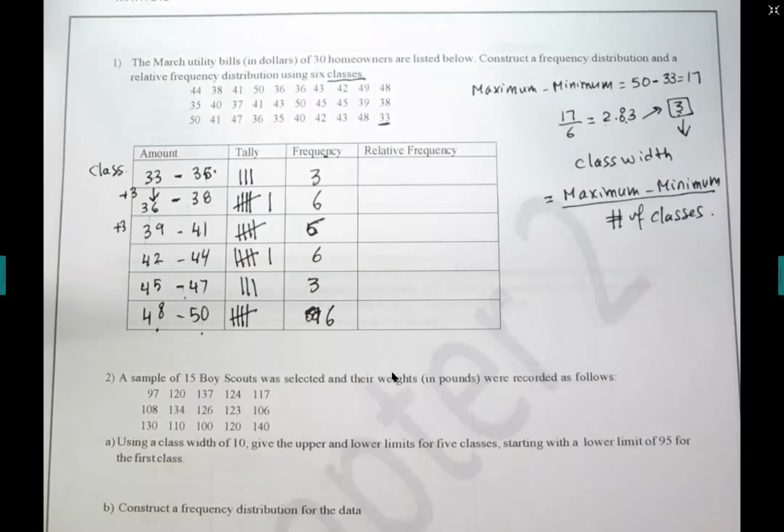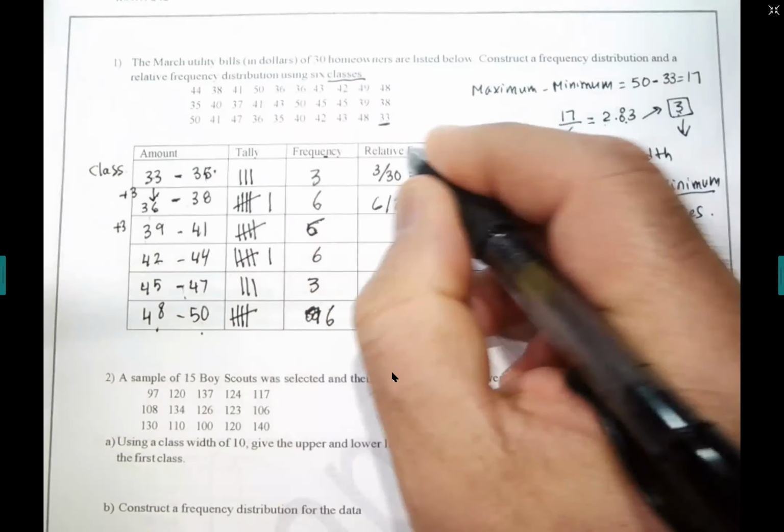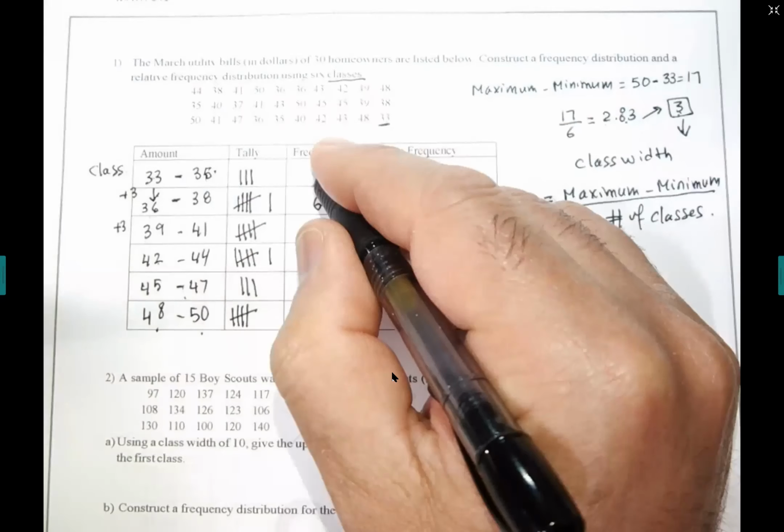Now, let me tell you what a relative frequency is. Relative frequency is a percent, guys. It's a ratio. So I have a 3 here, but out of how many? How many homeowners do I have? 30. So a relative frequency will be 3 divided by 30, which is 0.1. Here, 6 out of 30. So a relative frequency will always be the frequency divided by the total.